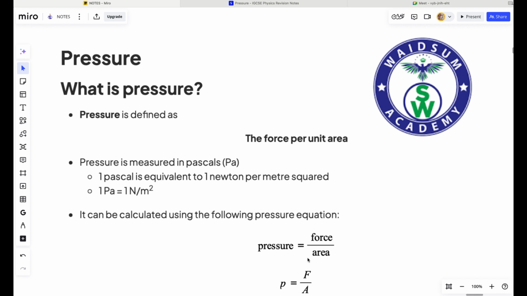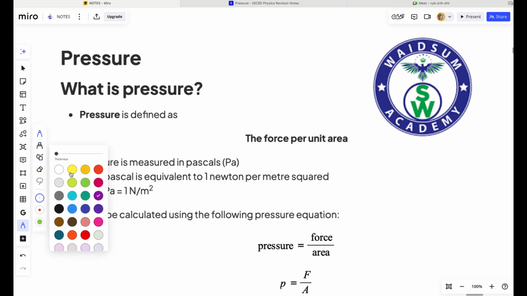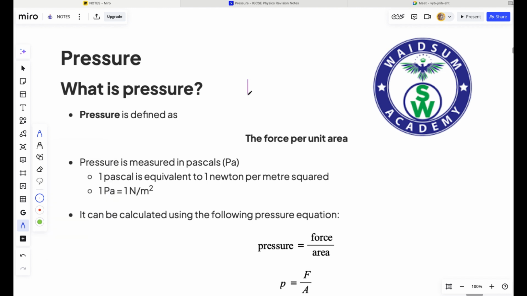Now what's pressure? Pressure is a scalar quantity and is defined as the force per unit area. So pressure is technically defined as force per unit area. We say pressure is the force acting on an object per the area that the force is exerting on. So pressure is equal to F over A, force per unit area.